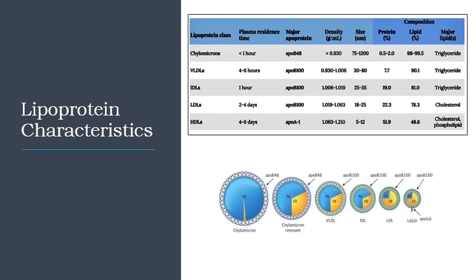IDLs only last for an hour and are such a small blip of time, you almost never even hear about them in conversation about cholesterol. LDLs and HDLs, however, last in the bloodstream for several days. LDLs about 2 to 4 days, and HDLs about 4 to 6 days. The body is cyclically producing and clearing these two lipoproteins, so there's always a supply in the bloodstream.